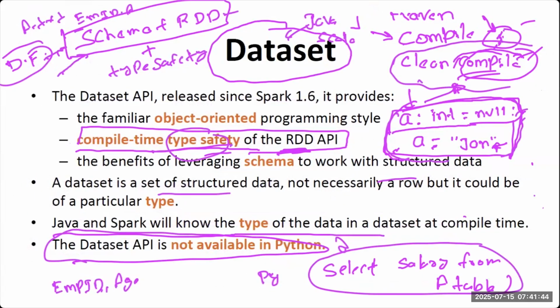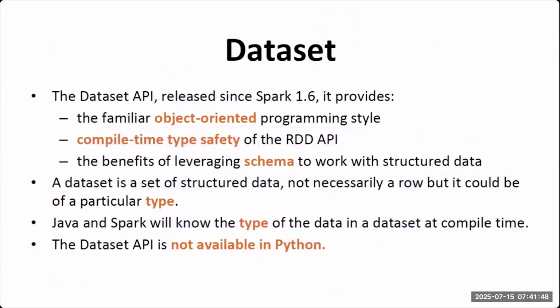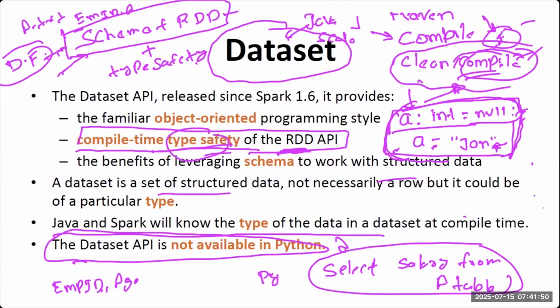Data frame means it uses schema RDD, right? Unstructured data. RDD means unstructured data processing? No, RDD can be structured data also. You can read any type of data in the RDD, be it structured or unstructured.